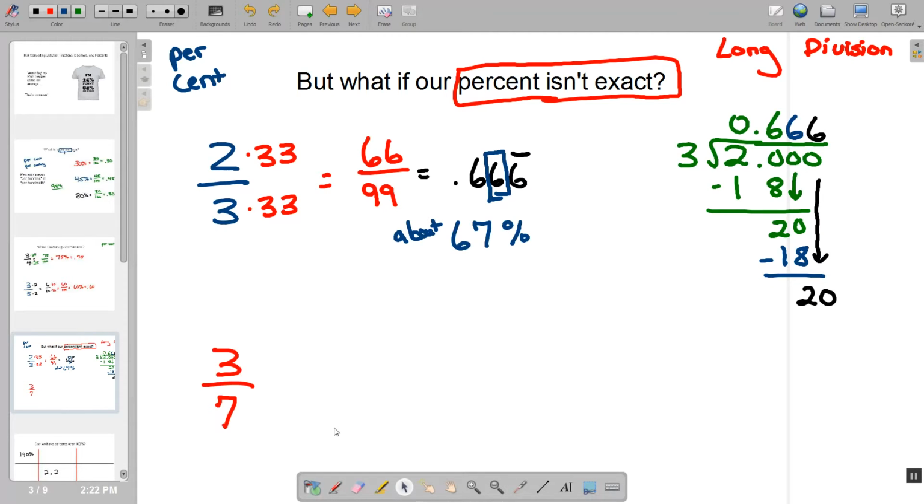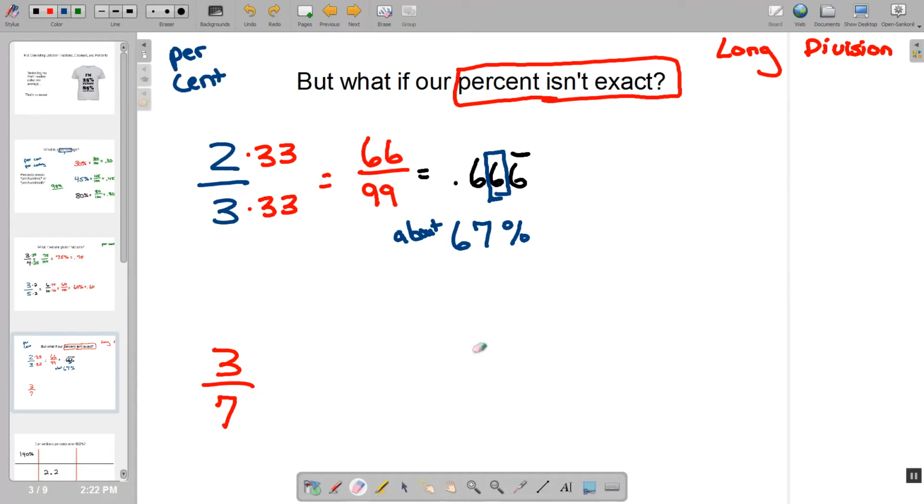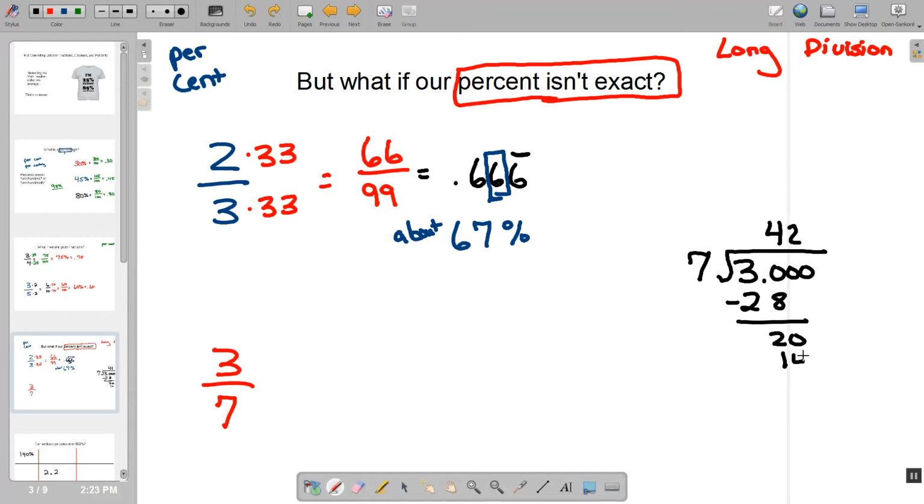We can do one more problem here on the side. If we have 3/7, same idea as before. This is not going to be exact, so our backup strategy is long division. So we are going to do 3, and we're going to add some zeros here, and we are going to divide by 7. So that's 4 groups of 7 for 28. 20 here gets us 2 groups, or 14.